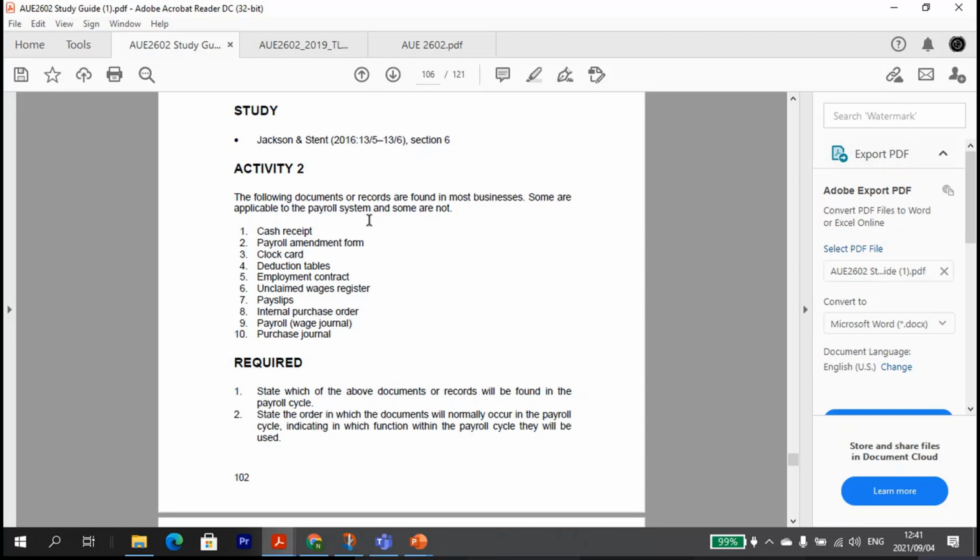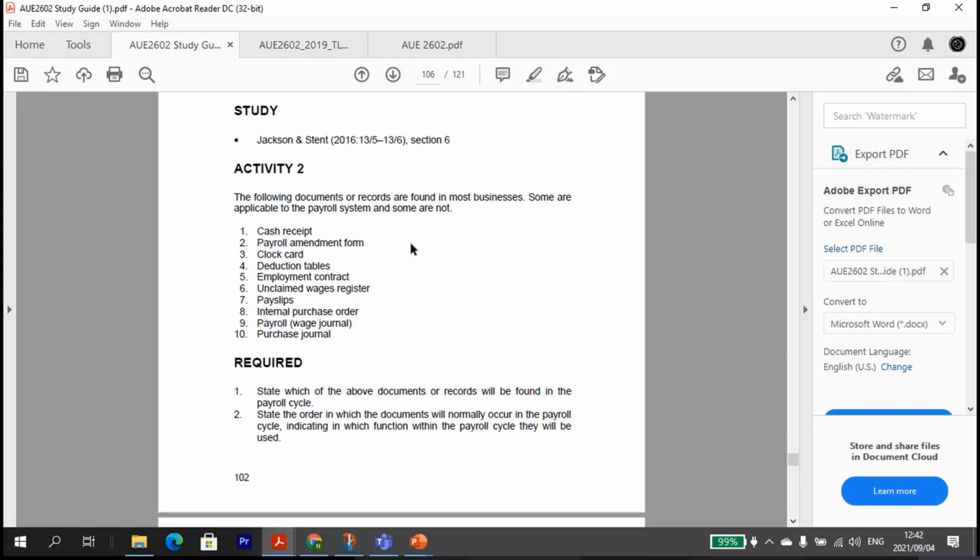The following documents or records are found in most businesses. Some are applicable to the payroll system and some are not. So now, they give you the documents, your cash receipt, payroll amendment, I'll go through them. The question is, state which of the above documents will be found within a payroll cycle, and state the order in which the documents would normally occur in a payroll cycle, indicating in which function the payroll will be used.